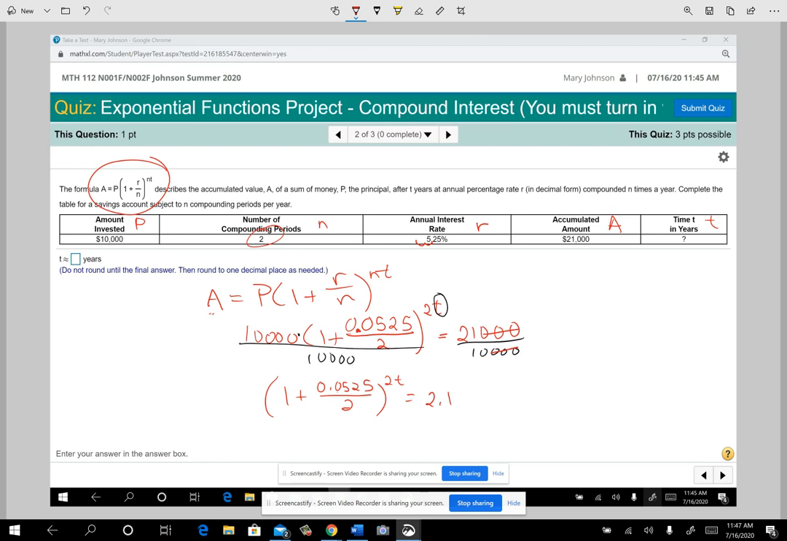Okay. All right. So now at this point, if you wanted to clean this up, you could, or if you wanted to leave it like that, it's okay. But at this point, I need to log both sides, and I can do either log or ln. There's no advantage. So I'm just going to log both sides.